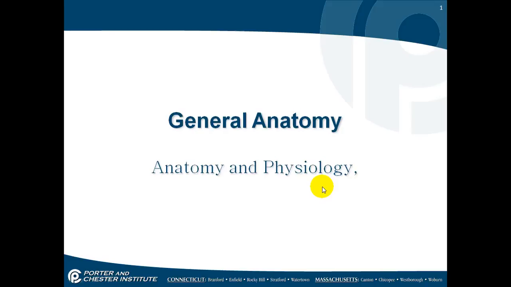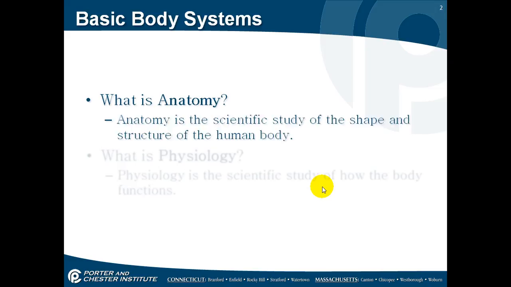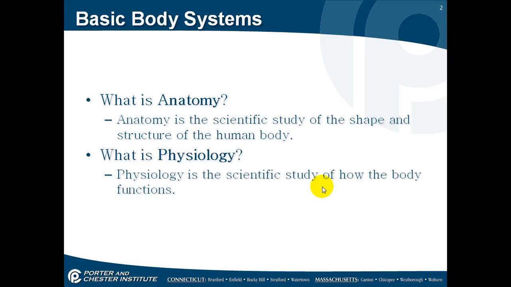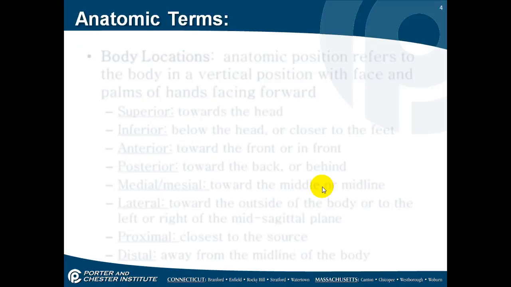Welcome to General Anatomy, Anatomy and Physiology. Basic body systems. What is anatomy? Anatomy is the scientific study of the shape and structure of the human body. Physiology is the scientific study of how the body functions. So form and function. These are some of the directional terms that we will often use, and we'll discuss them a little bit more thoroughly in the next slide.